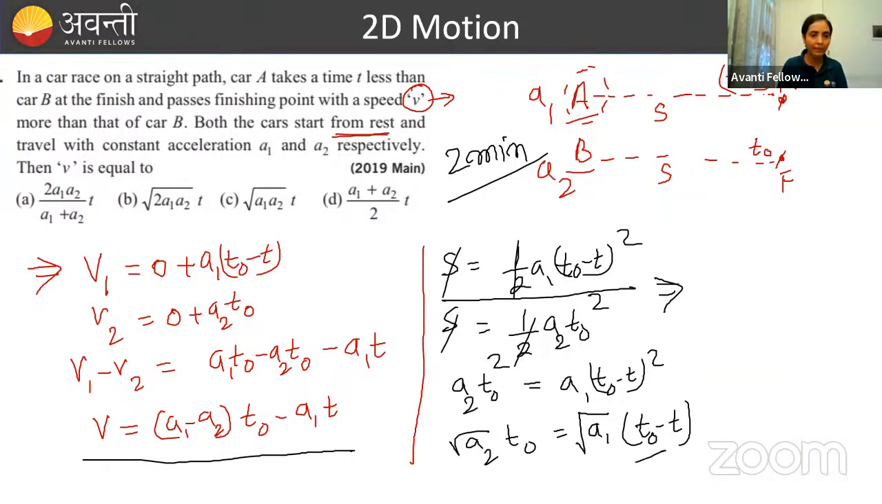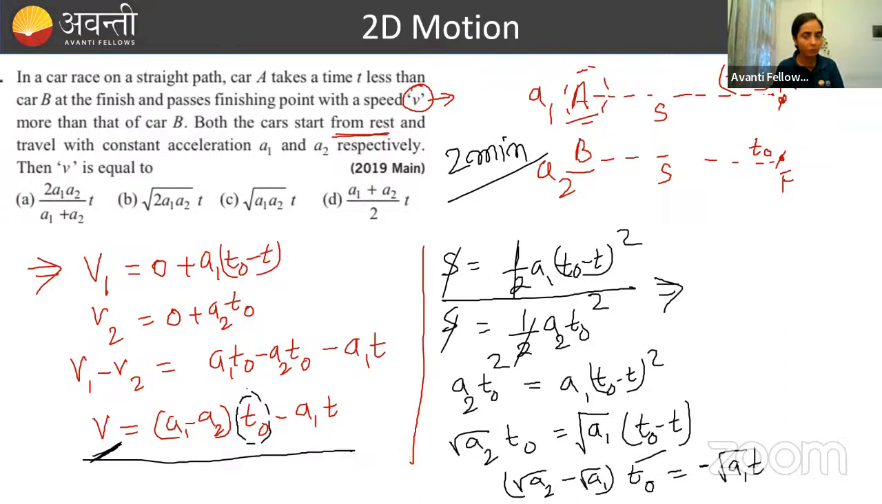We have to give the answer in terms of A1, A2, t. Here we have t naught and here we have V. In this equation, we can replace t naught. If you calculate, root A2 minus root A1, and that gives t naught equal to root A1 times t, with the minus sign cancelling, so root A1 minus root A2. From here you will get t naught. You need to put that t naught, and then you will get the answer. So that is how you will solve this question.